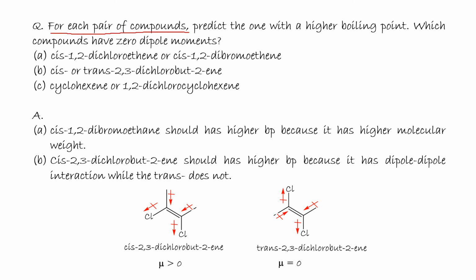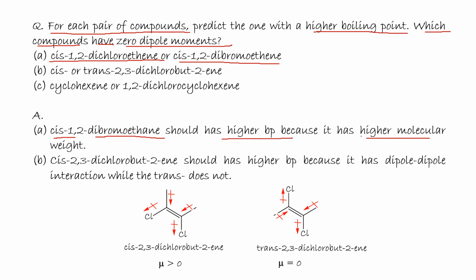For each pair of compounds, predict the one with the higher boiling point. Which compounds have 0 dipole moment? Cis-1,2-dichloroethene or cis-1,2-dibromoethene? Of course, cis-1,2-dibromoethene should have the higher boiling point, because Br has a higher atomic weight, so the compound will have a higher molecular weight.